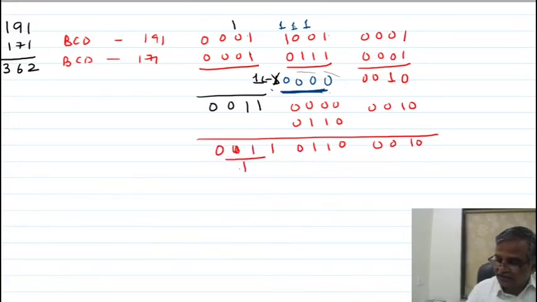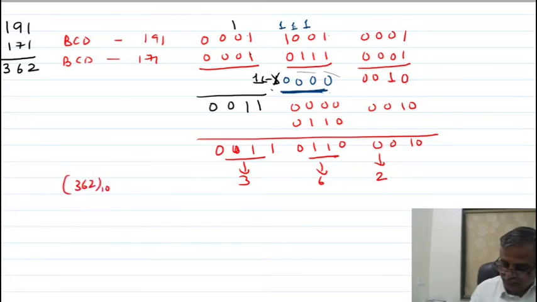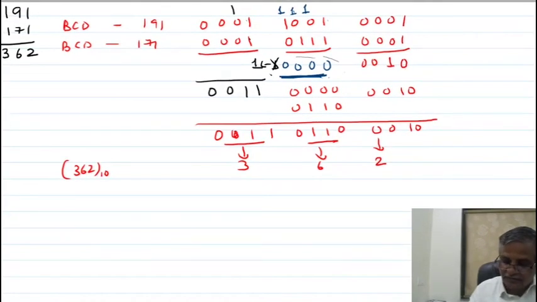So your answer is: this is 3, this is 6 and this is 2. The answer is 362. Look again. I want to add 191 plus 171.